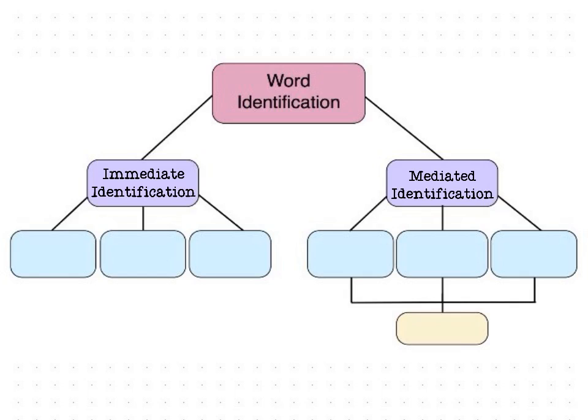There are three main skills that go under immediate identification. These are the skills that students have if they know words immediately. Let's see what they are. Word recognition, sight word recognition, and phonics are the skills that students will have in place if they have immediate identification of a word in print.